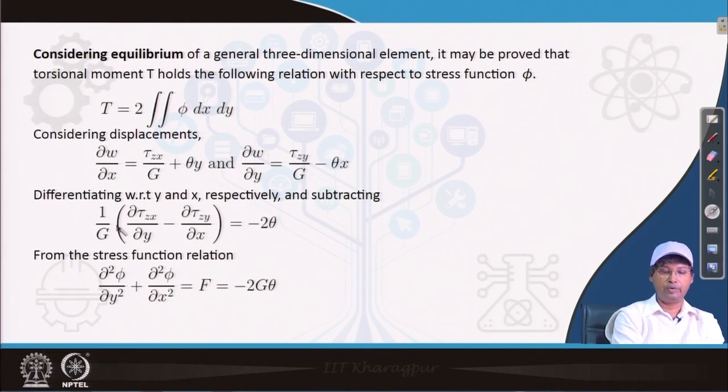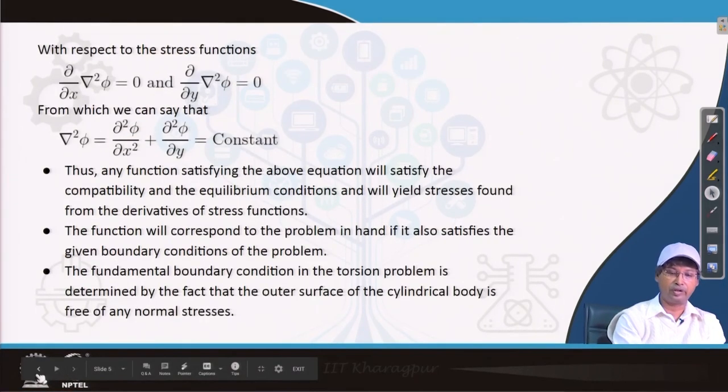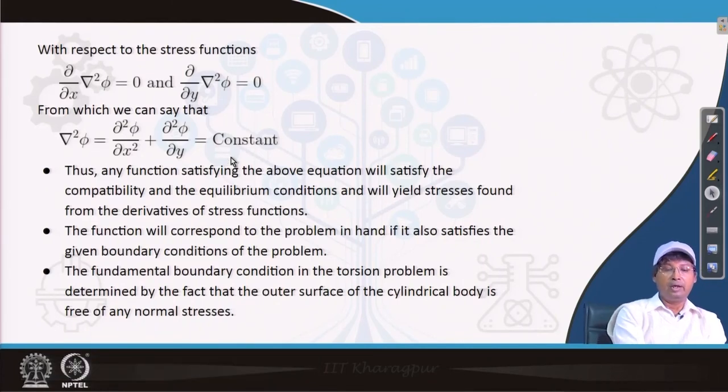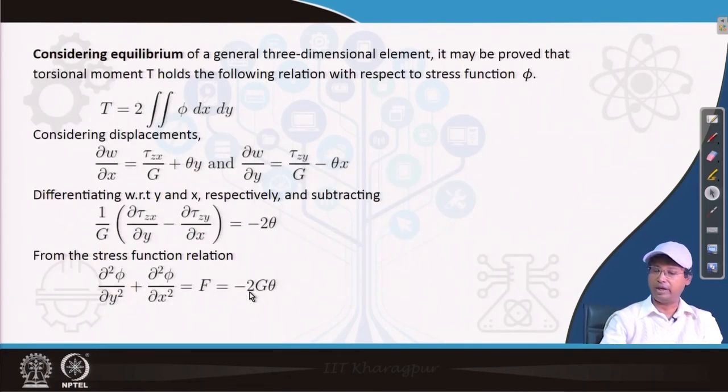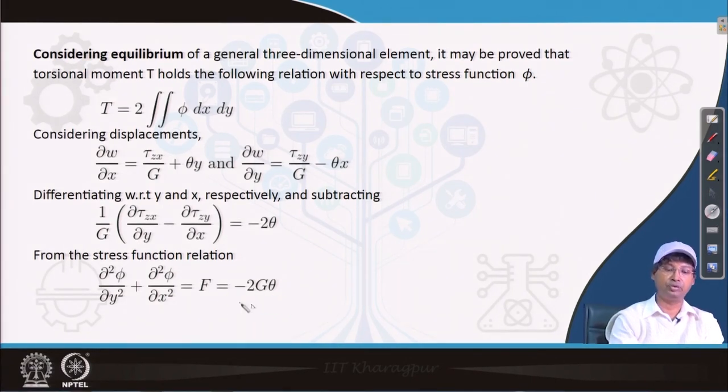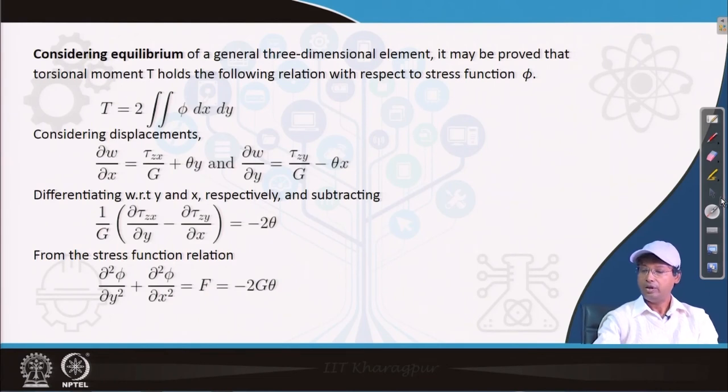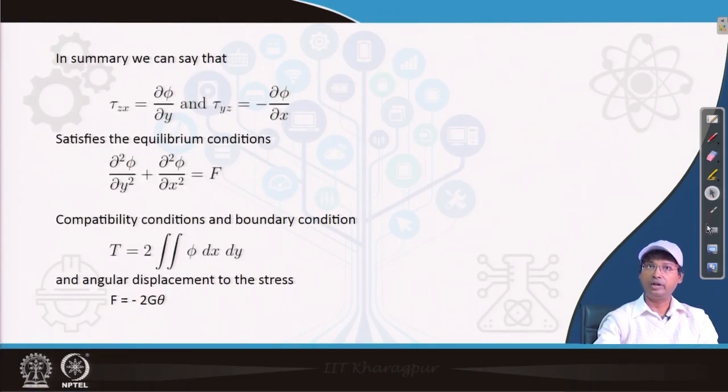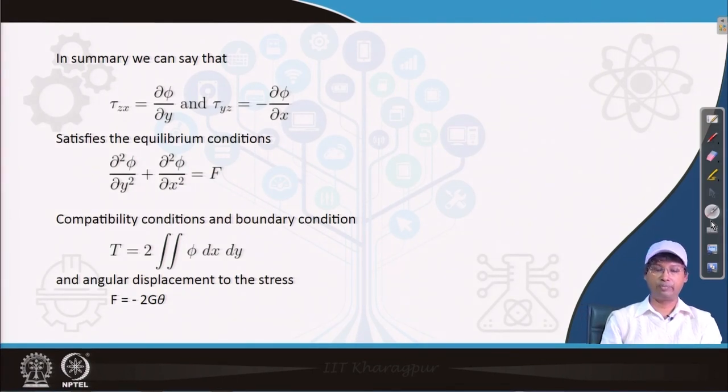Now, as we have seen in the previous lecture or maybe in the previous slide, if we substitute the value of tau z x and tau z y, what do we get? We get back the equation where it says that del 2 phi del y square plus del 2 phi del x square is equal to a constant or may be defined as F. This equation we have come across already here in this case. And so, once we get that equation in a different way, we say that that F is nothing but the constant minus 2 G theta. So, that is satisfied.